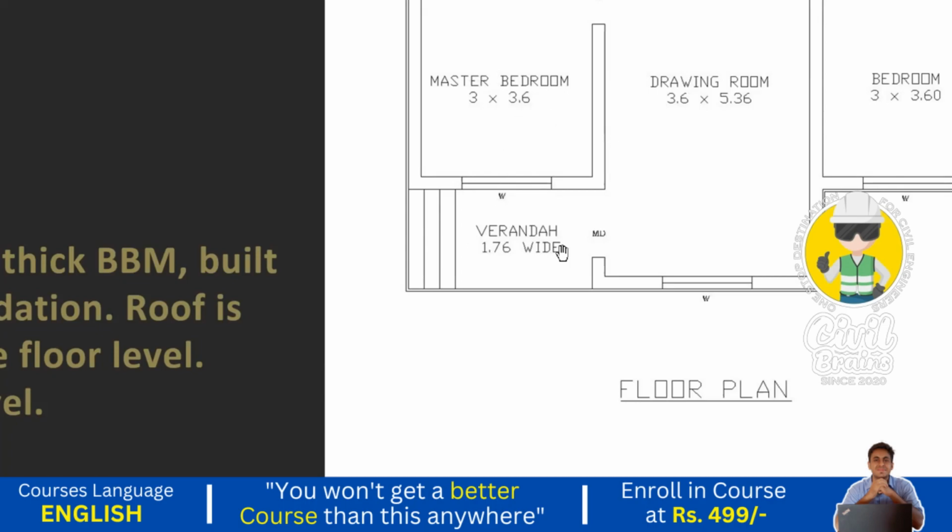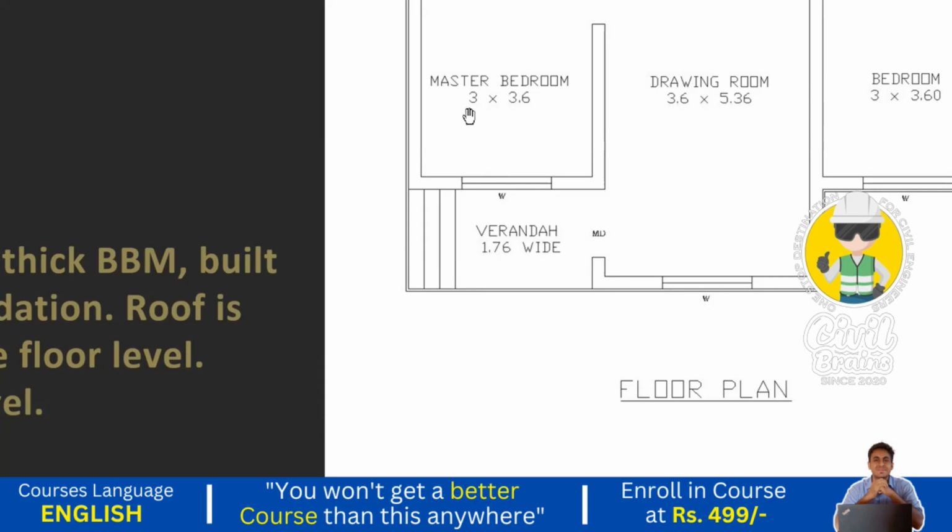And one more thing, here you can see whatever dimensions are given: master bedroom, drawing room, bedroom, veranda, everything is given. The first one 3 by 3.6 meter, 3.6 meter by 5.36, 3 meter by 3.6, correct?